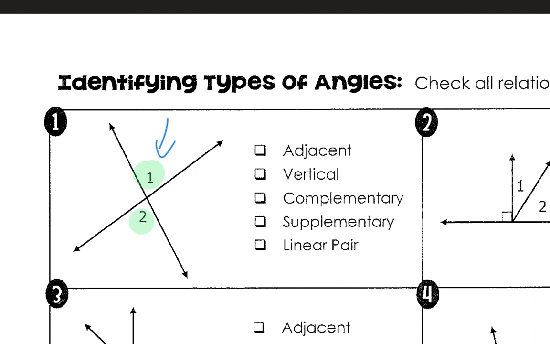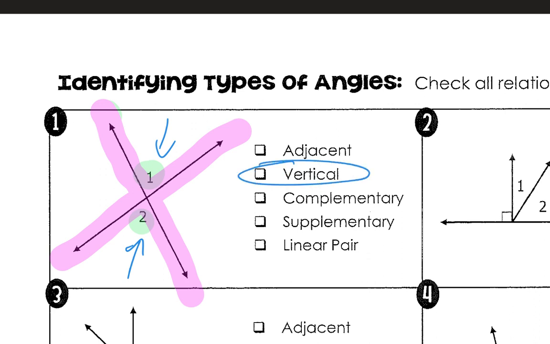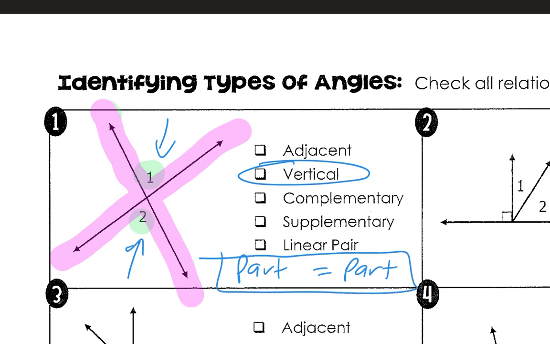If we're talking about the relationship between both of those, they're on opposite sides of each other, as if I drew a straight line. If you imagine I had two lines that crossed each other, when two lines cross each other, it's always going to make opposite angles that are called vertical angles. And we remember the formula for these? If they're across from each other, we're going to say that they're equal. So we're going to say part equals part. That's our main thing we're going to focus on, part equals part.